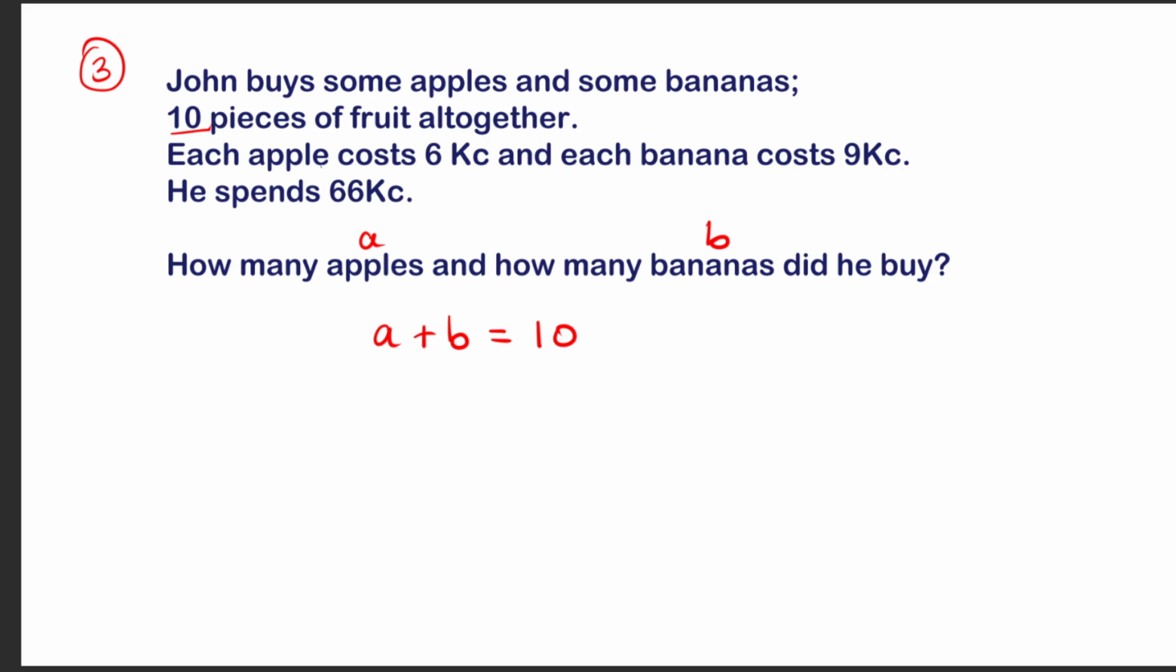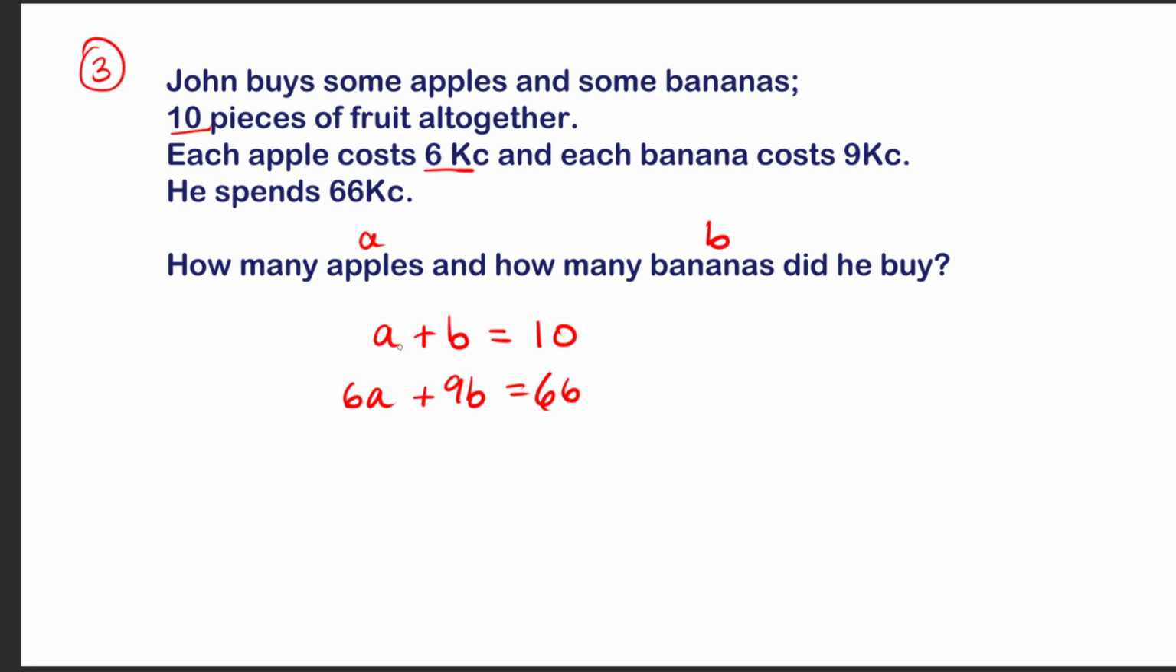Now, how do we get the other one? Well, we need to use the information about the cost. Each apple costs 6 crowns. Now, he's buying A apples. So how can we work out the total cost of all his apples? Well, we would just do 6 times A, wouldn't we? If you were buying 10 apples or something, to work out your cost, you would do 10 times 6. Okay, so it's the same thing. So 6 times A gives the cost of all the apples. The cost of all the bananas will be 9 times B. And we know the answer to that is 66.